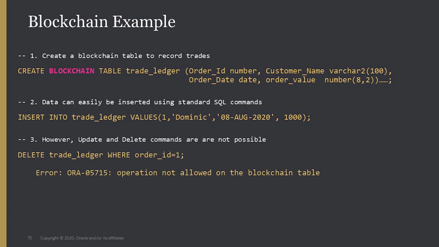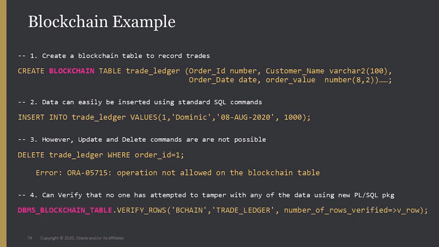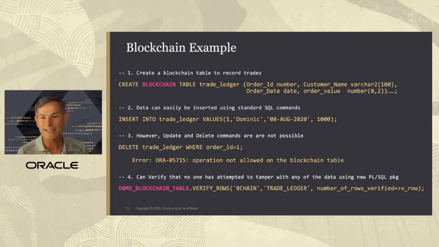One thing that happens with blockchain tables is we automatically prevent the users from updating or deleting rows in the blockchain table. But more importantly, we allow the blockchain table to be verified. So you can call a procedure that will verify the contents and make sure that no one has tampered with the table by validating the cryptographic blockchain. So super simple, looks like a normal table, transacts like a normal table, queries like a normal table, but you get the benefits of the fraud detection of blockchain.